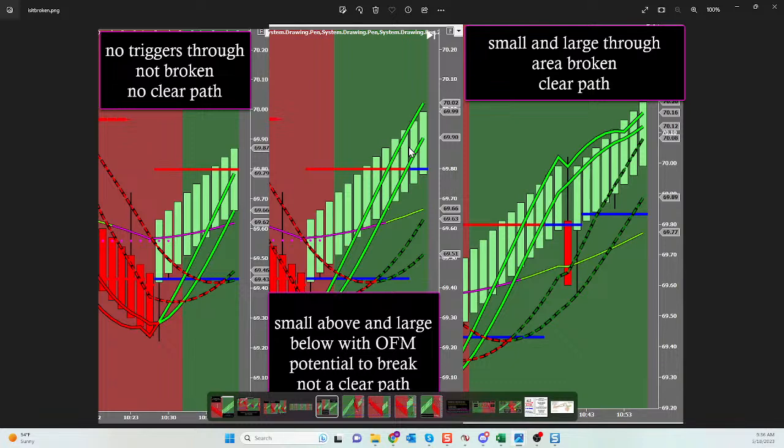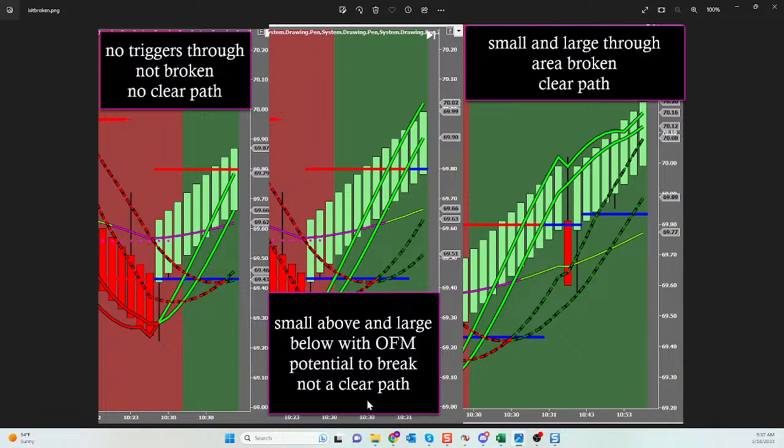Guys, sometimes people say strong triggers break things. Smalls get above the area, 69.80. Large stay below. Guys, this is an area with the potential to break because of the odds favorable momentum. It is not a clear path. This is your small issue. If you are embracing the 50-50 trade, guys, we call it a 50-50 because the small triggers are above, the large triggers are below. 50% are above, 50% are below. Has nothing to do with a win percentage. It becomes a medium probability trade because the area is not broken, the path is not clear.